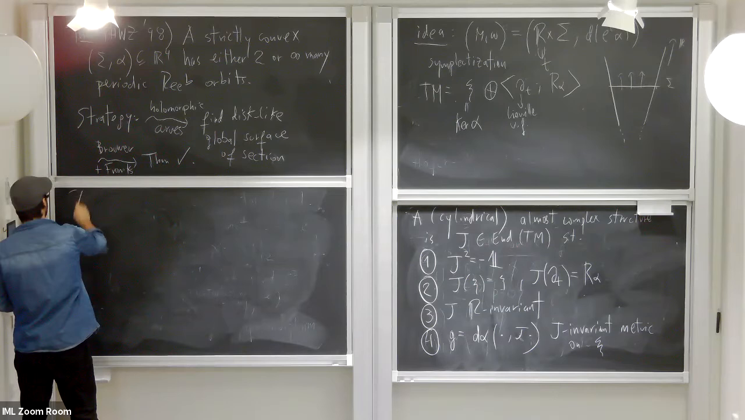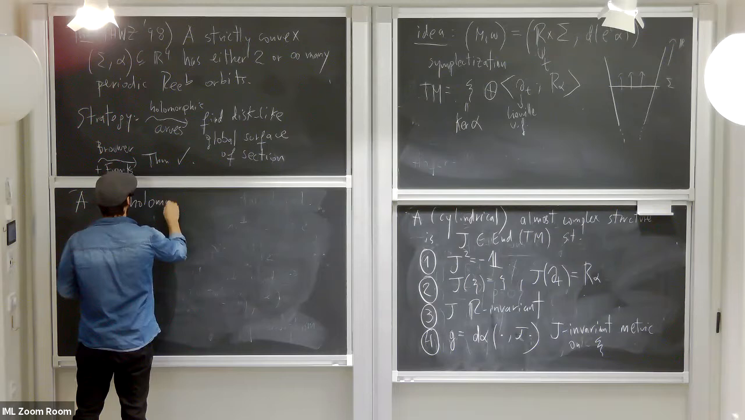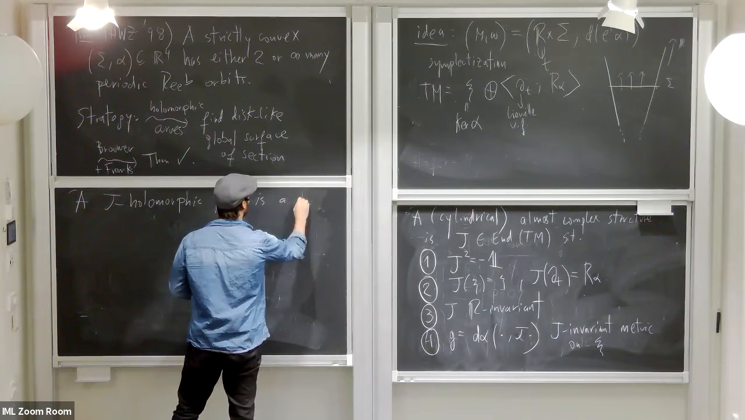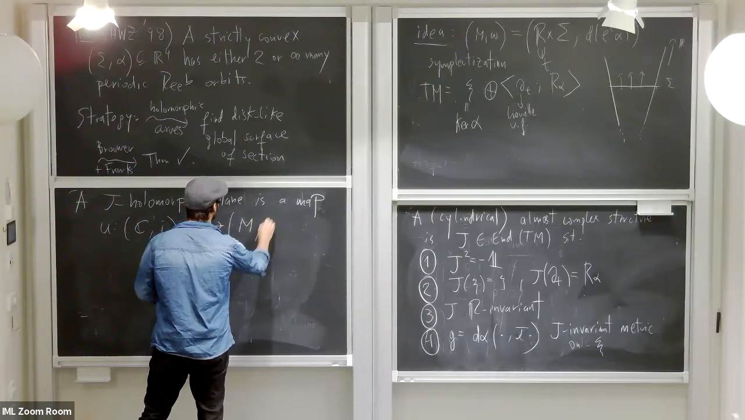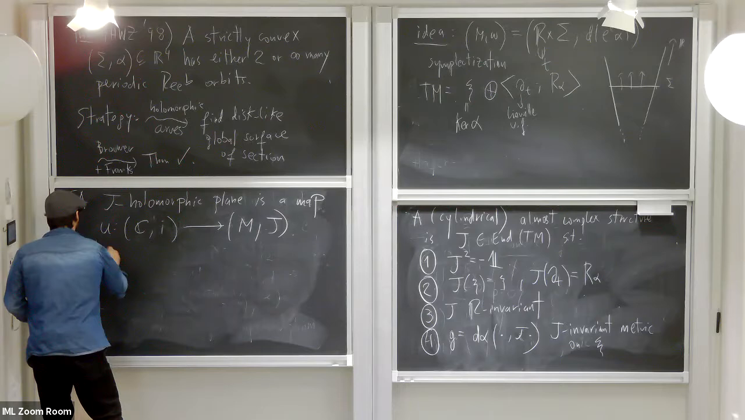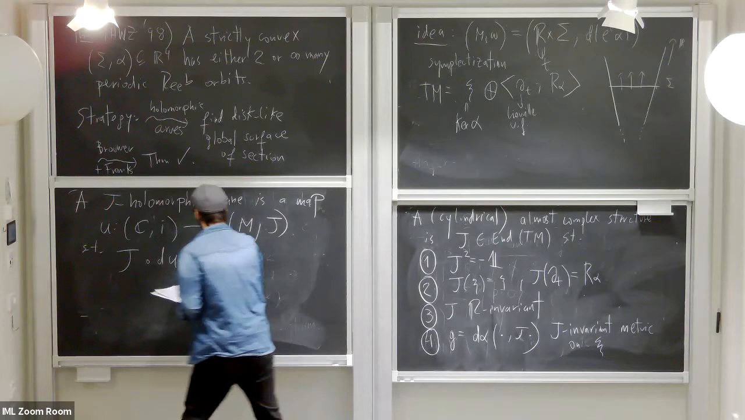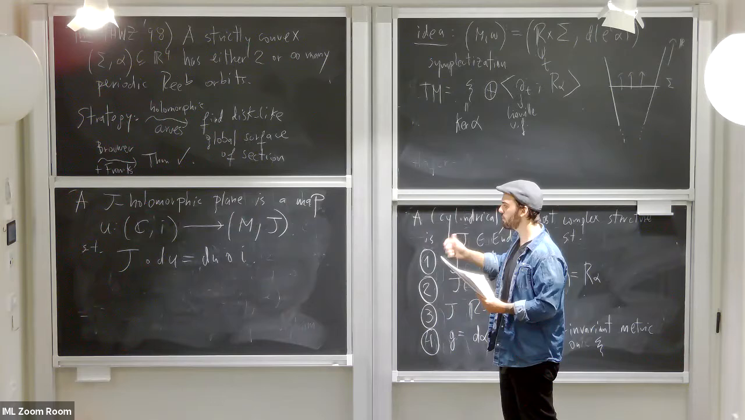Okay, so for this type of J, the J-holomorphic plane is a map U defined on C with its standard integrable almost complex structure given by multiplication by i, taking values in the symplectization with this cylindrical J, satisfying the nonlinear Cauchy-Riemann equation: J compose du is du compose i. In other words, the map intertwines the complex structures in the domain and in the target. This is called the Cauchy-Riemann equation.